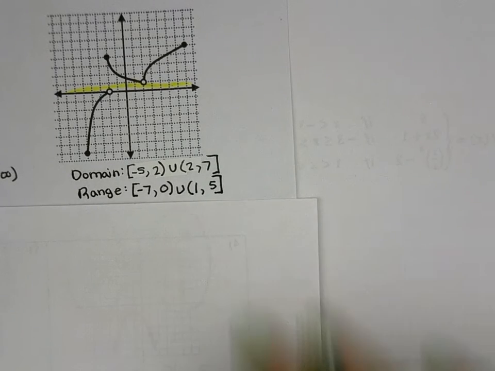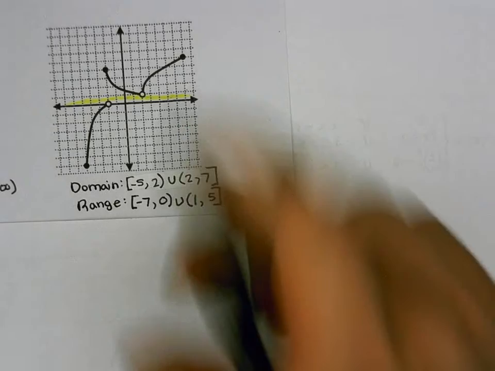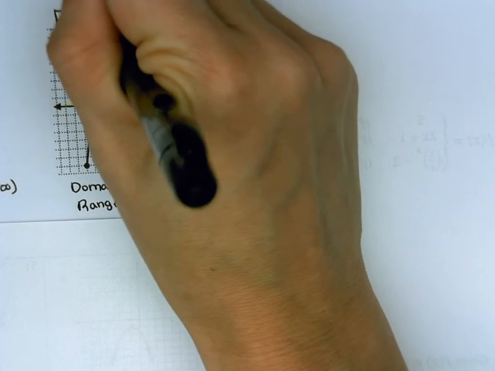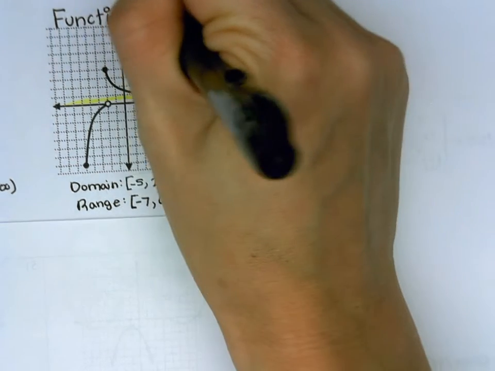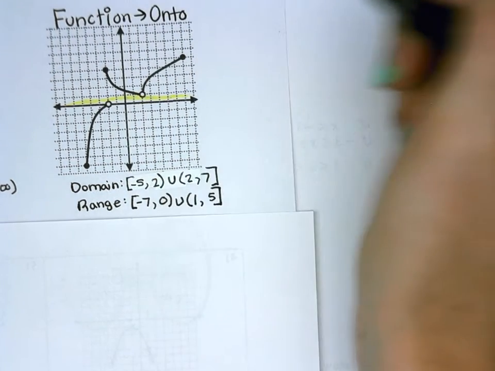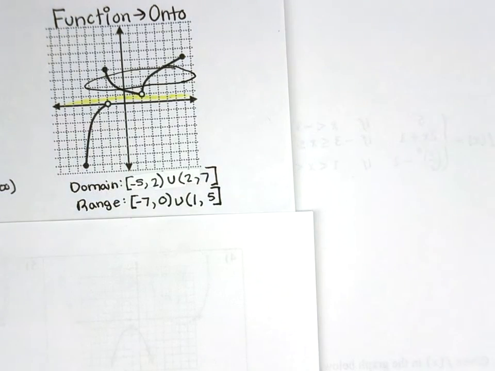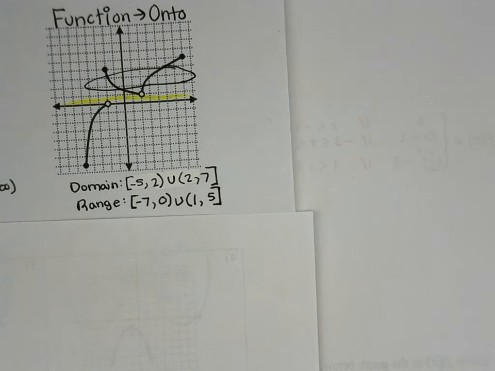Okay? Are we a function, 1 to 1, onto? Well, I passed the vertical line test, so I am a function. I am definitely onto. Do I pass the horizontal line test? Nope. Right in there, I do not pass the horizontal line test, so I am not 1 to 1.